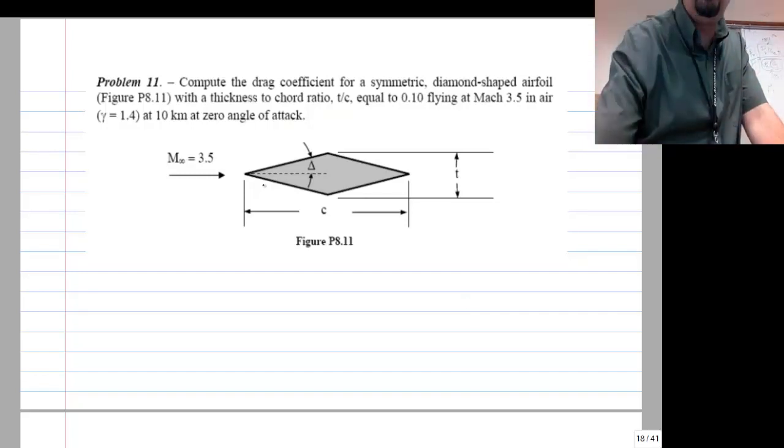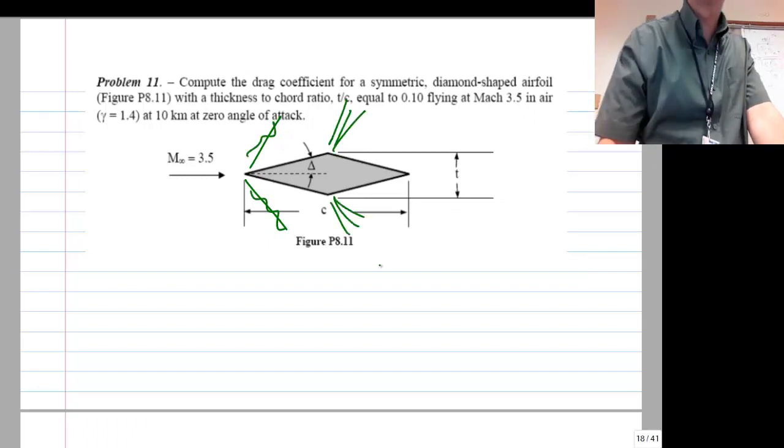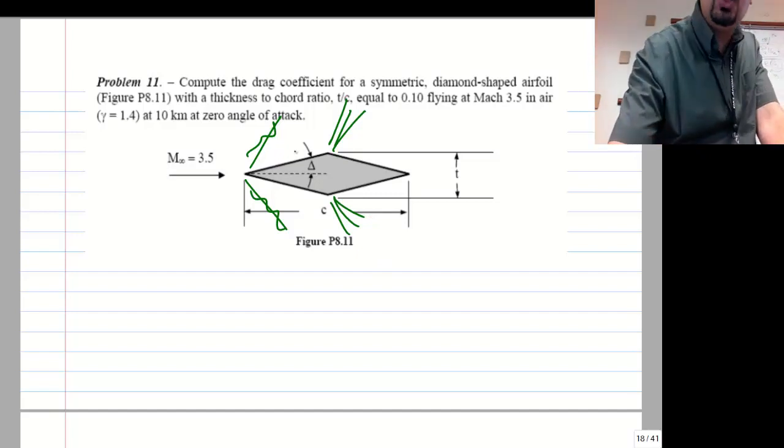So if you really want to solve this, you know it's an oblique shock, and then what? Expansion fan, and you solve all the pressures. But guess what? What is B1 and B2?